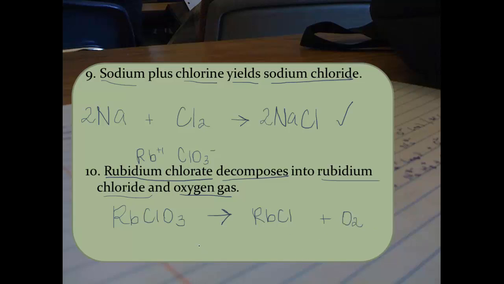So the rubidium is already balanced 1-to-1. The chlorine is already balanced 1-to-1. Oxygen has the 3-2 split, so we do the 3-2 switcheroo.